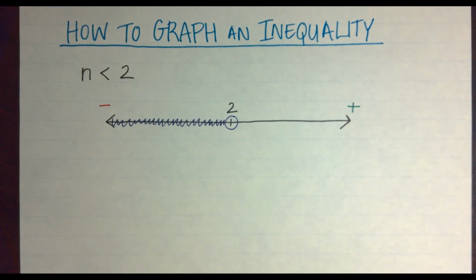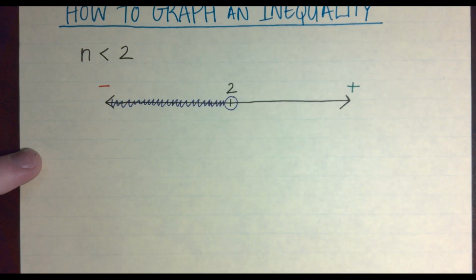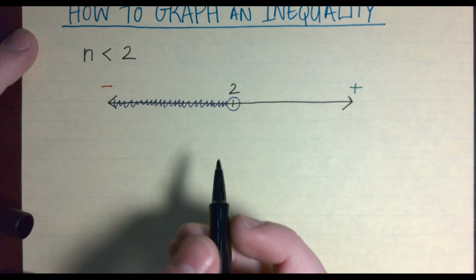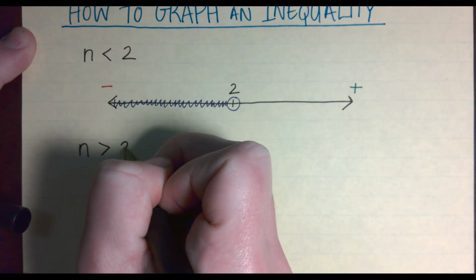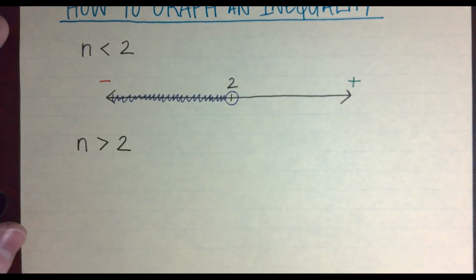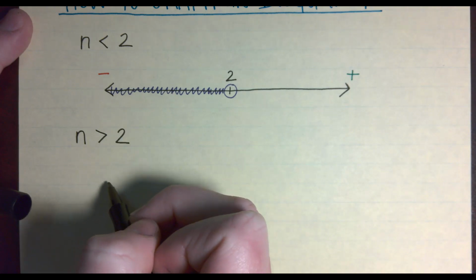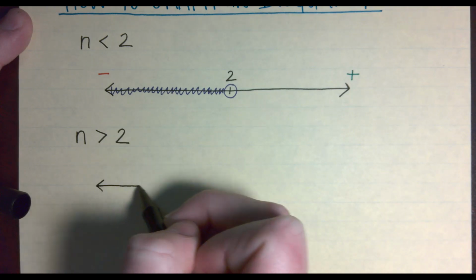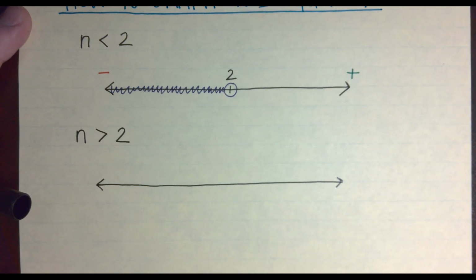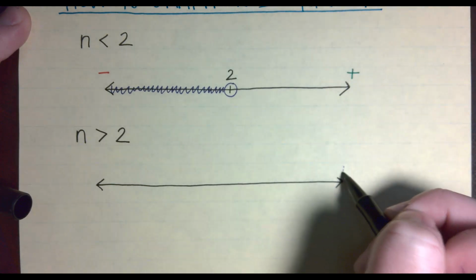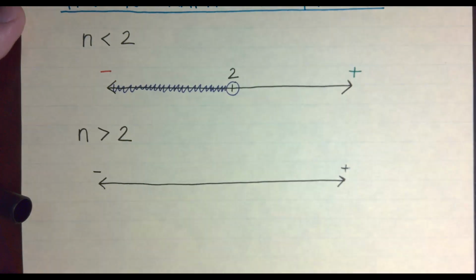There's N is less than 2. Let's do another one. How about we try N is greater than 2? So first we want to draw our number line, just a line with arrows on both sides. Then we want to label a plus and a minus to show where numbers get bigger and where numbers get smaller.